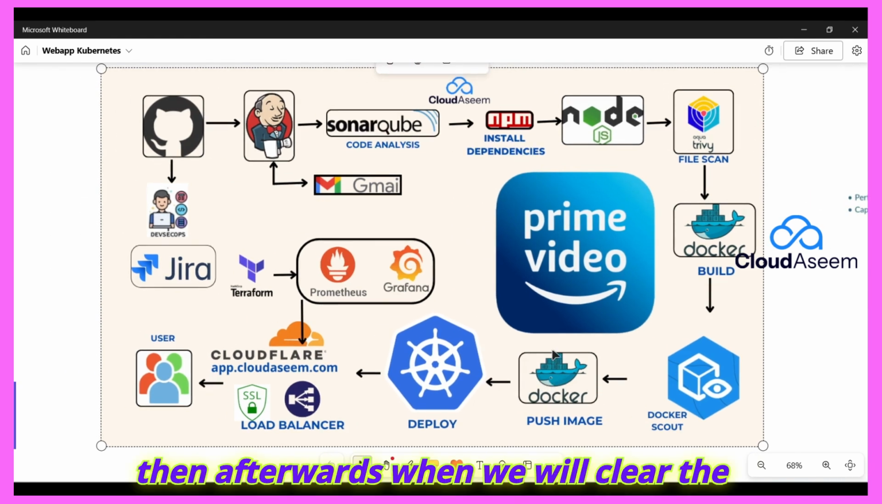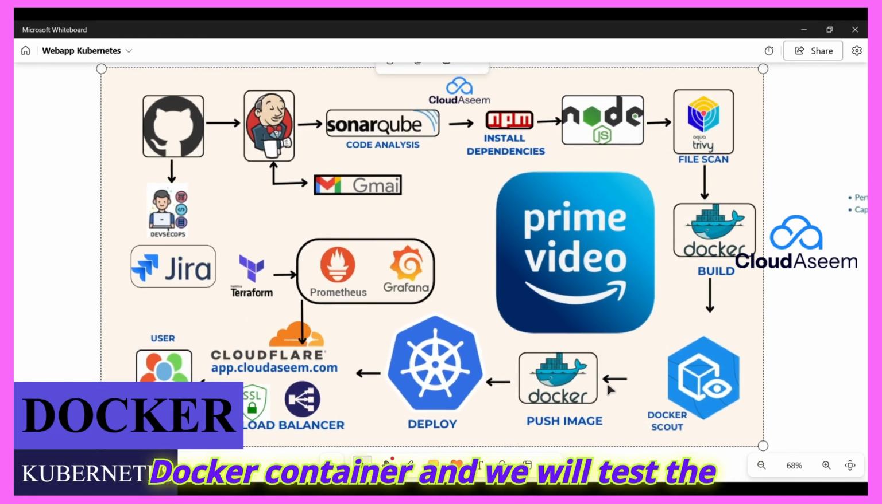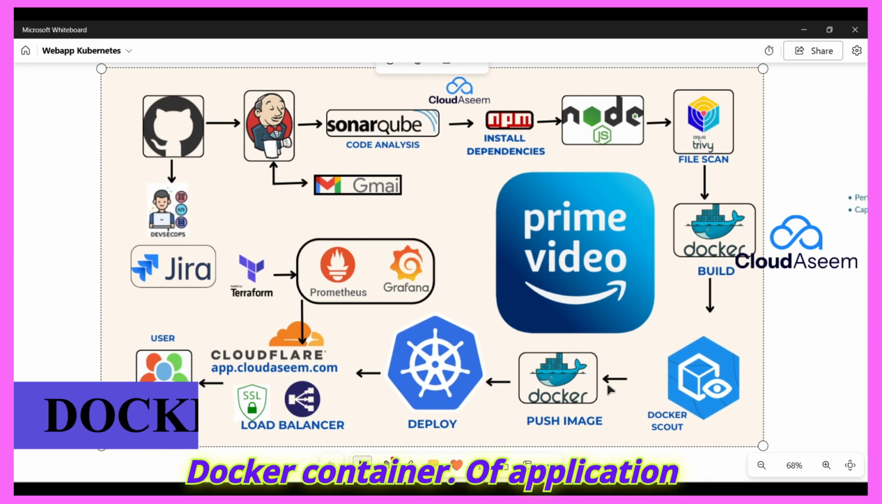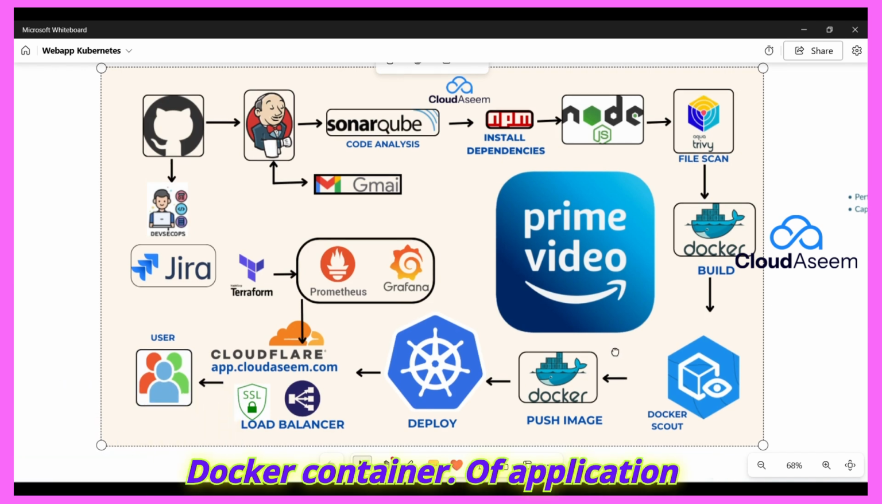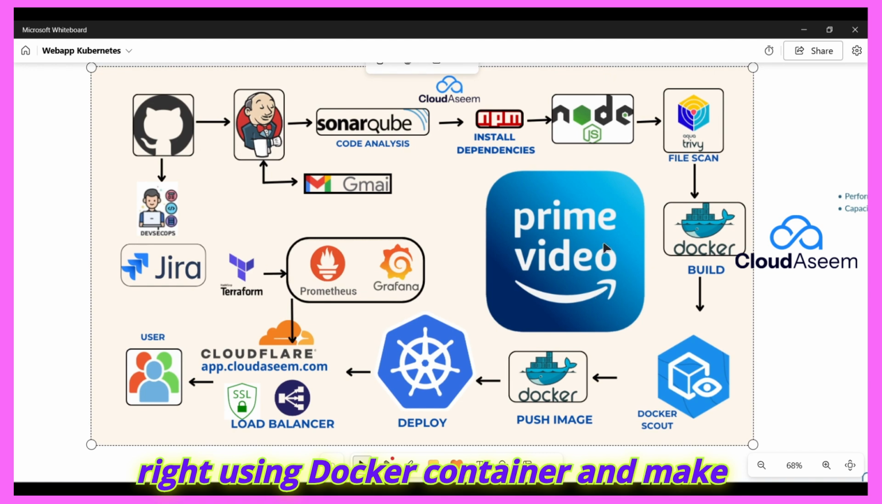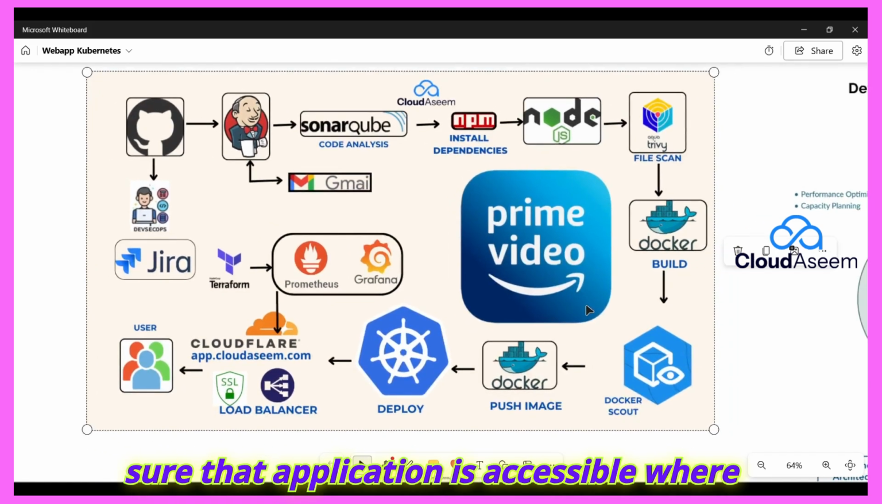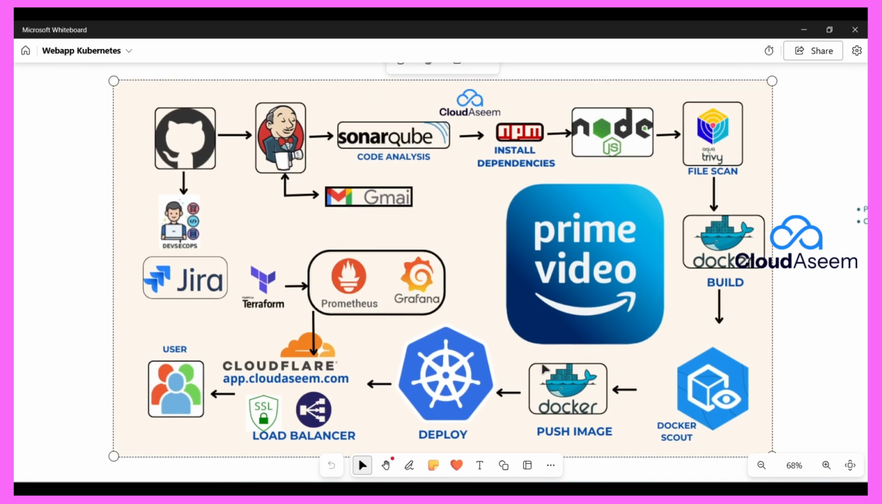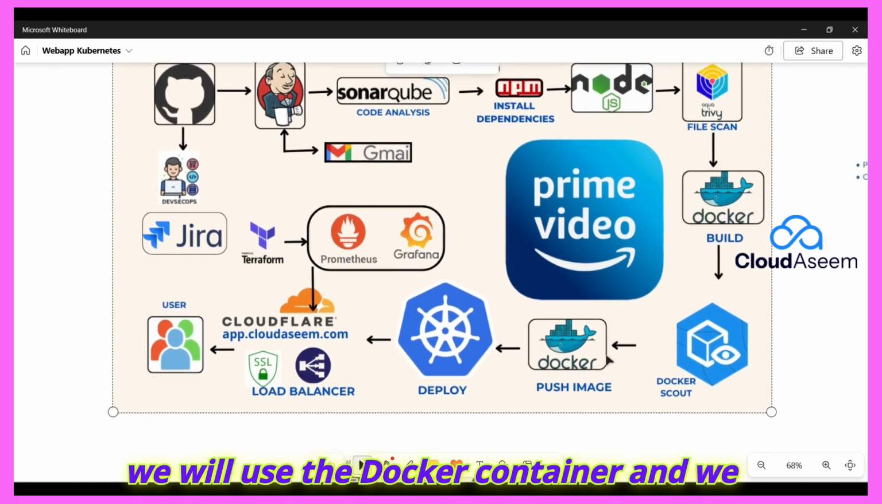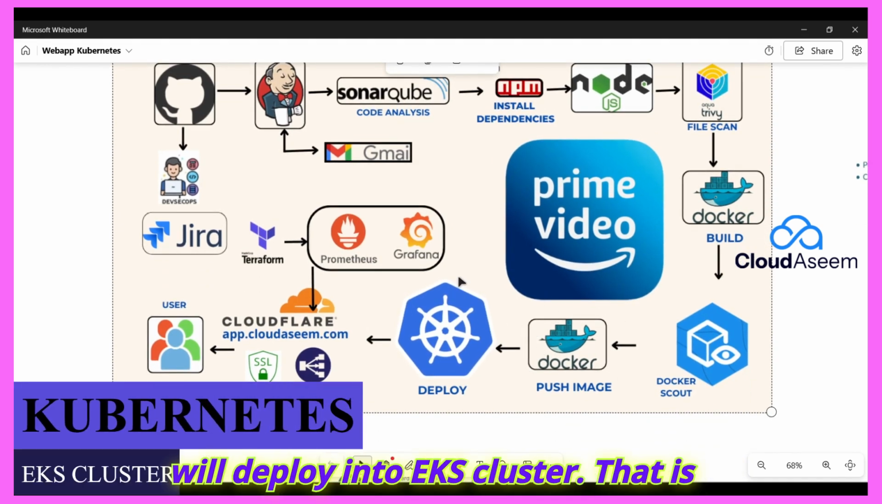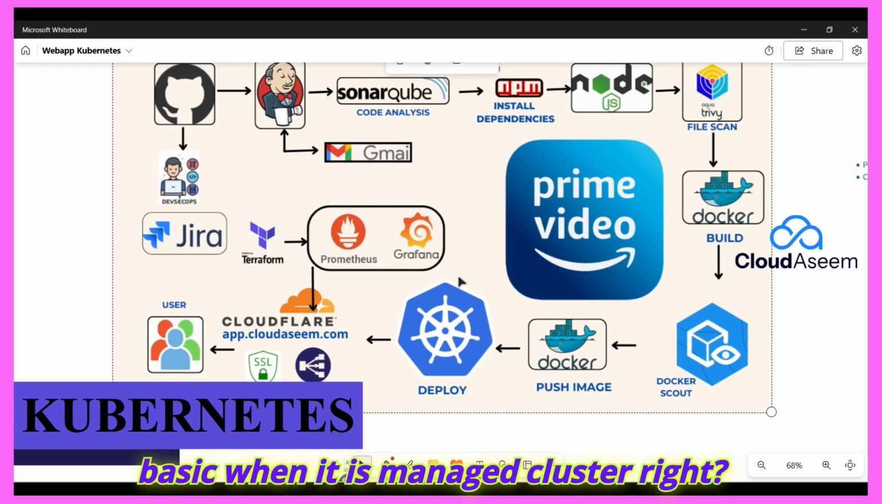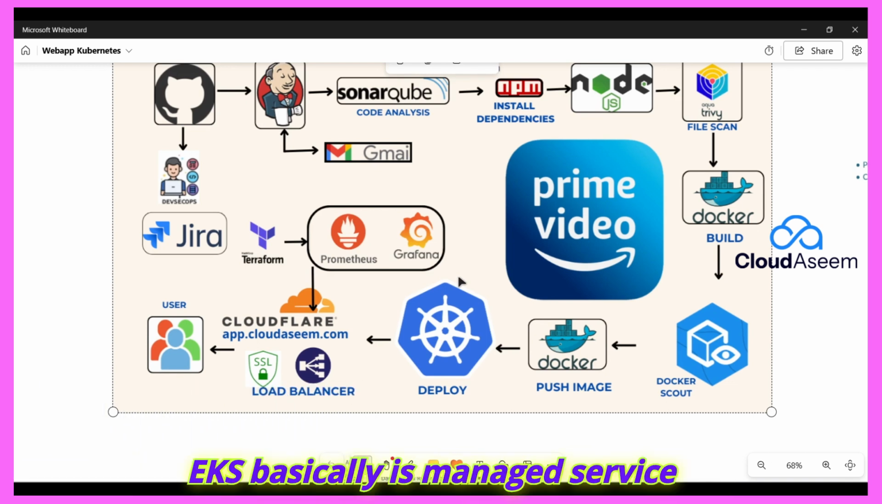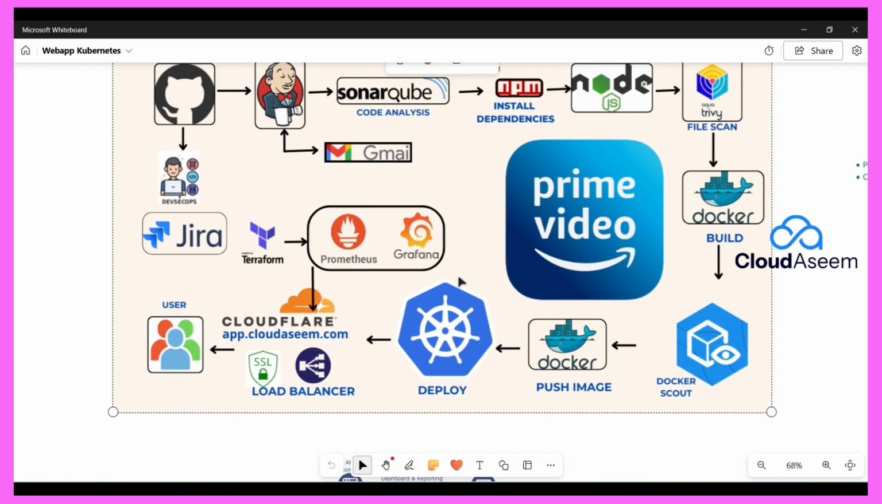Then afterwards, we will create the Docker container and test the application using the Docker container, and make sure that the application is accessible via the Docker container. Then we will deploy into an EKS cluster, that is a basic managed Kubernetes cluster. EKS basically is a managed service from AWS.